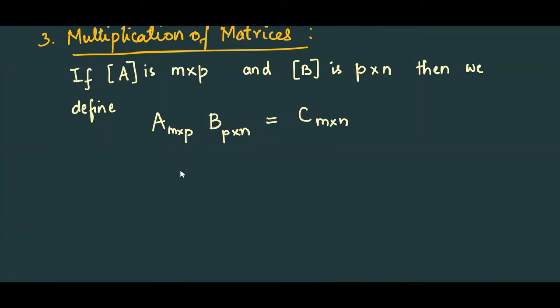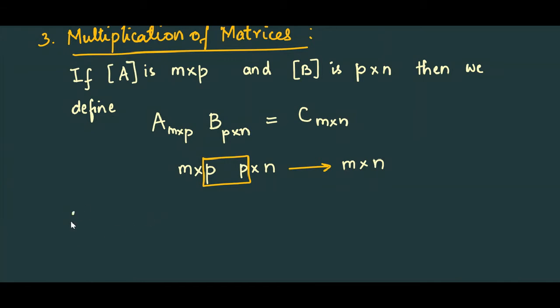So remember, in matrix multiplication, the left matrix is m cross p, the right is p cross n, and you omit the common. Omit the common. That means the rows and the columns. Then m cross n will be the order of the product. Okay.